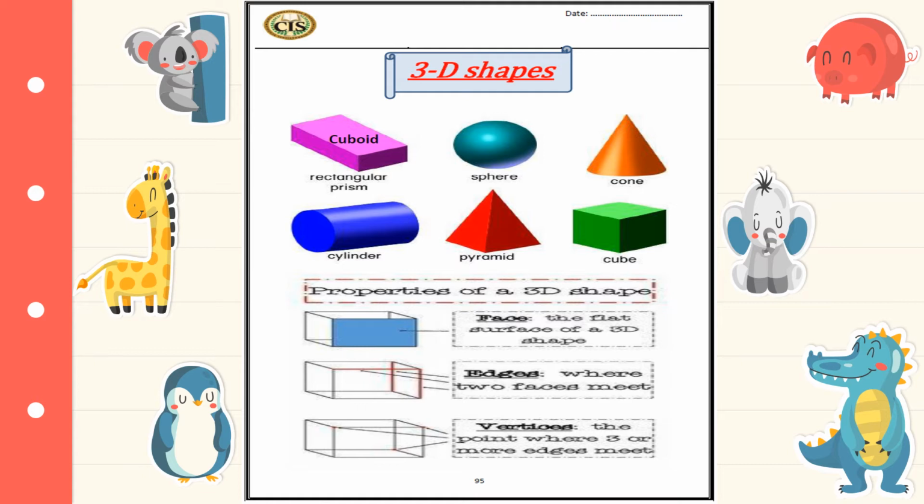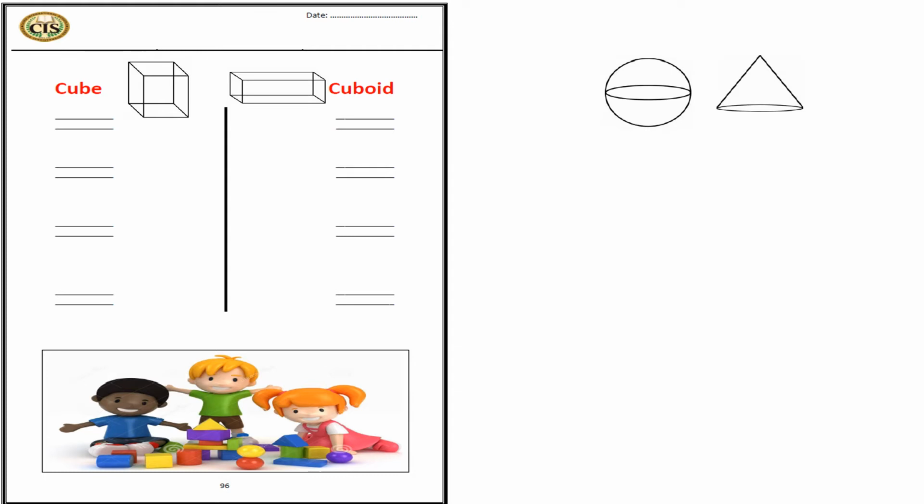We have here 3D shapes like rectangular prism, sphere, cone, cylinder, pyramid, cube. What is the face? The face is the flat surface of a 3D shape. What is the edge? Edges are where 2 faces meet. What about vertices? The point where 3 or more edges meet. We will write the word cube. How to write it? C-U-B-E. Then cuboid, C-U-B-O-I-D.